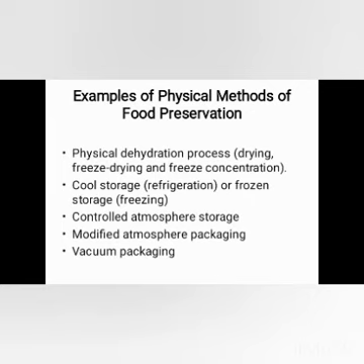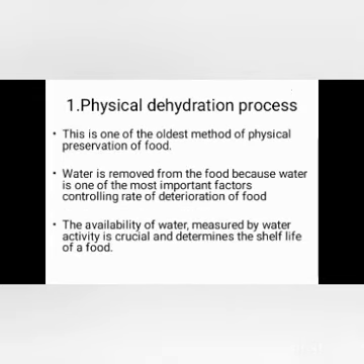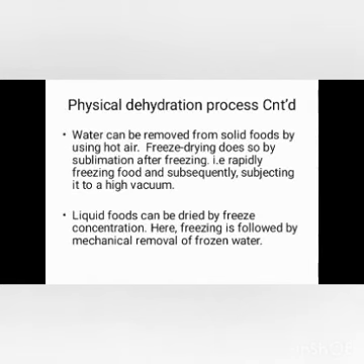There are several types of these physical methods of food preservation. Number one is the physical dehydration process. The dehydration process is an ancient method of food preservation. It has been used from time immemorial. It actually involves the removal of water from food because, as we know, an aqueous medium will support microbial growth. So water is a major factor contributing to spoilage or deterioration of food.